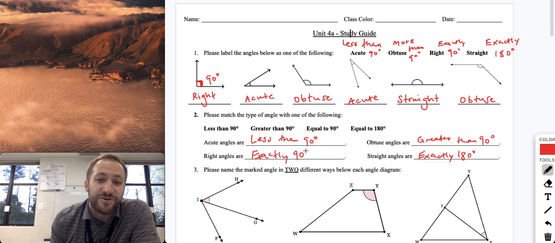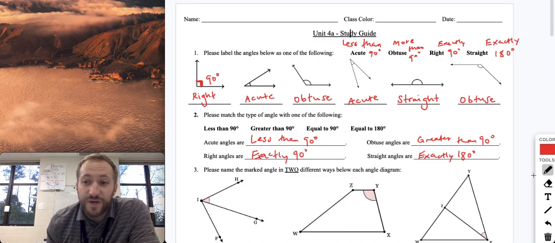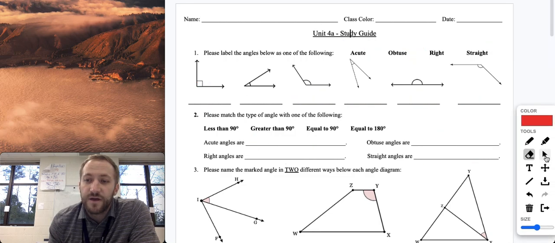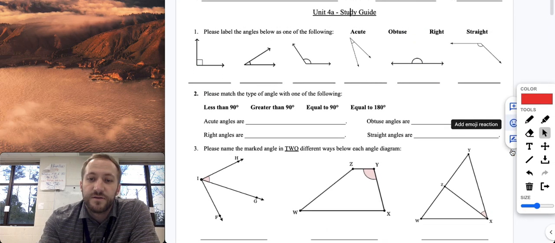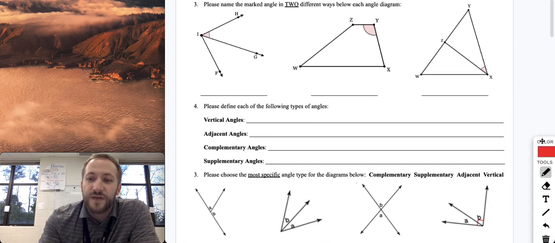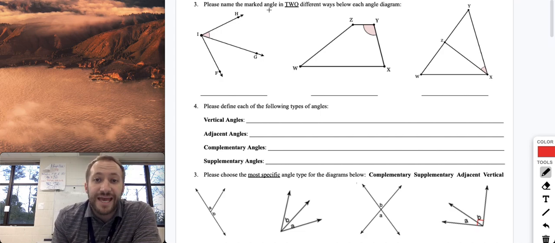Exactly 90 degrees. All right, I'm going to give that an erase so we can scroll down. Let's see, mark that out, get that going, scroll down. There we go. All right, let's look at the third one. So this one says, please name the marked angle in two different ways below each angle diagram.